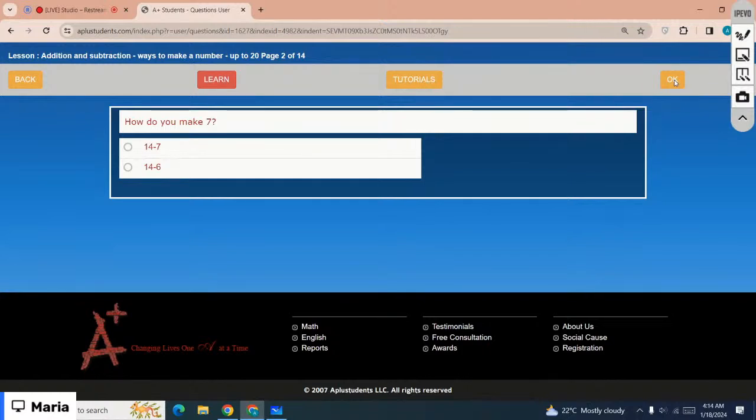The options are 14 take away 7 and 14 take away 6. So which is the correct option? The correct one is option number 1, that is 14 take away 7. So 14 take away 7 is 7. Option number 1 is the correct option, right?